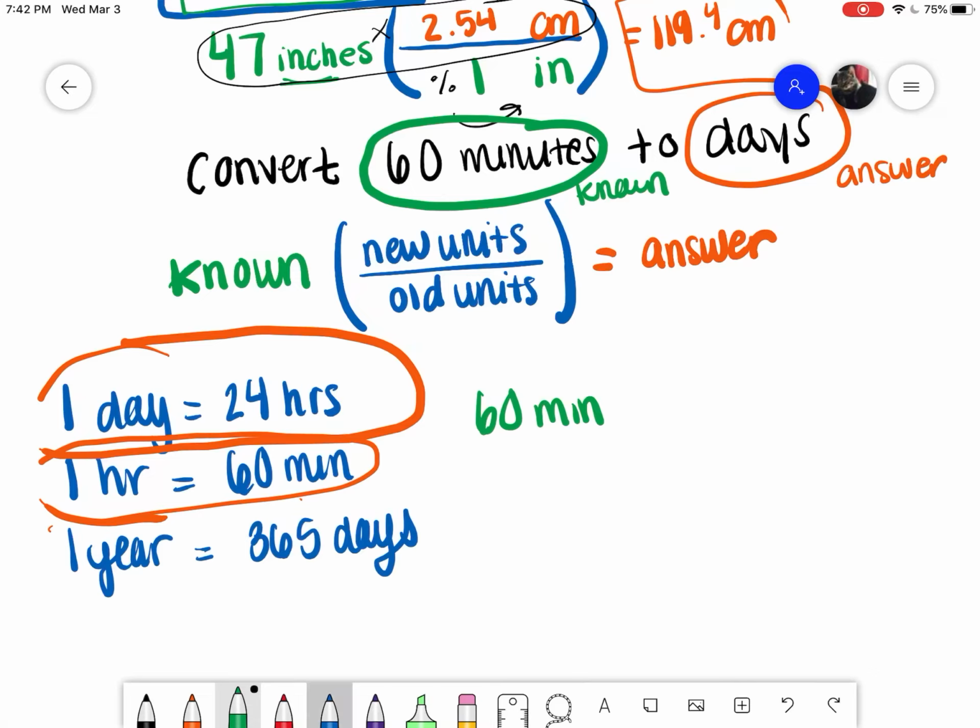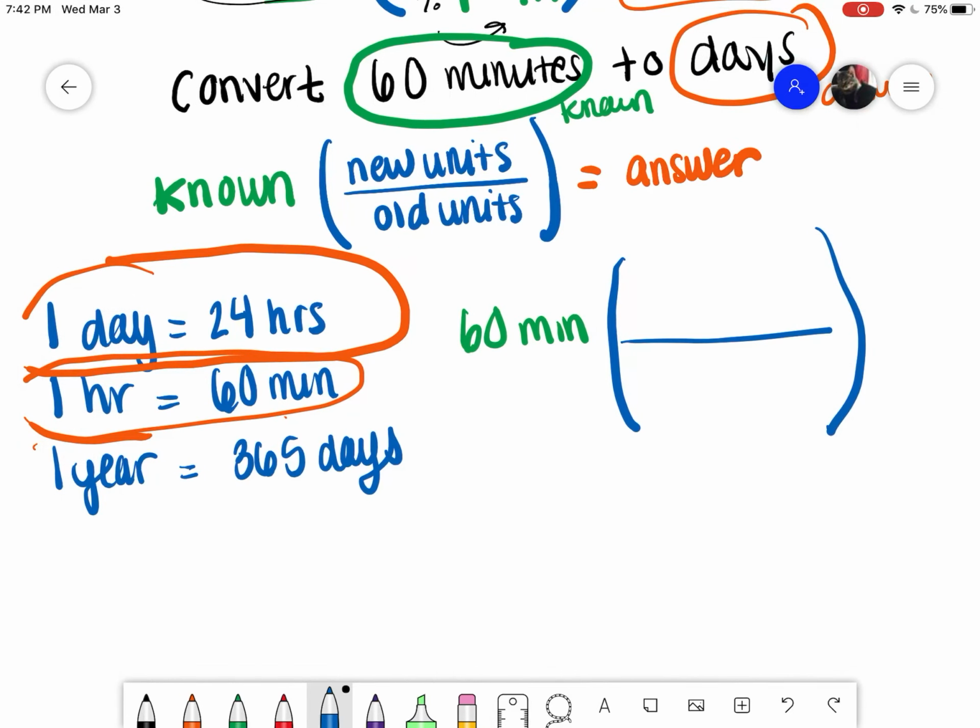And then we need to do our conversion. So first, because we have minutes, we're going to have to put the minutes conversion first. And so I'm going to draw my parentheses. We have to do our minutes conversion first, right? We can't automatically put 24 hours equals 1 day because we don't have those units yet. So we have to start with our minutes conversion.